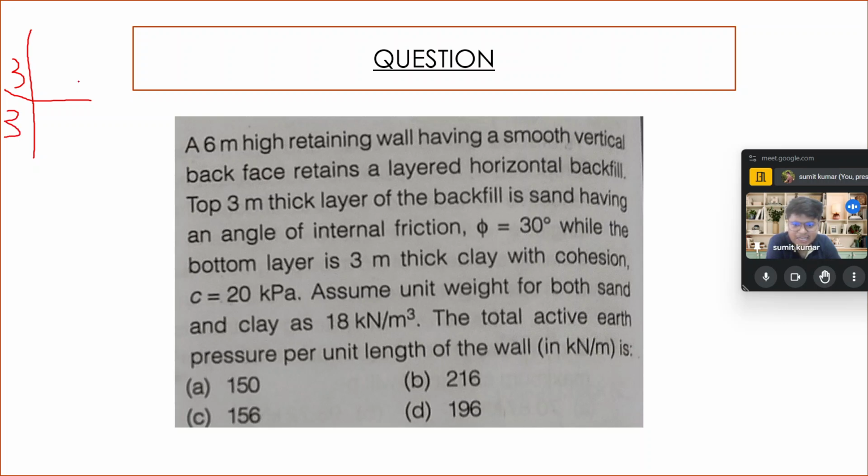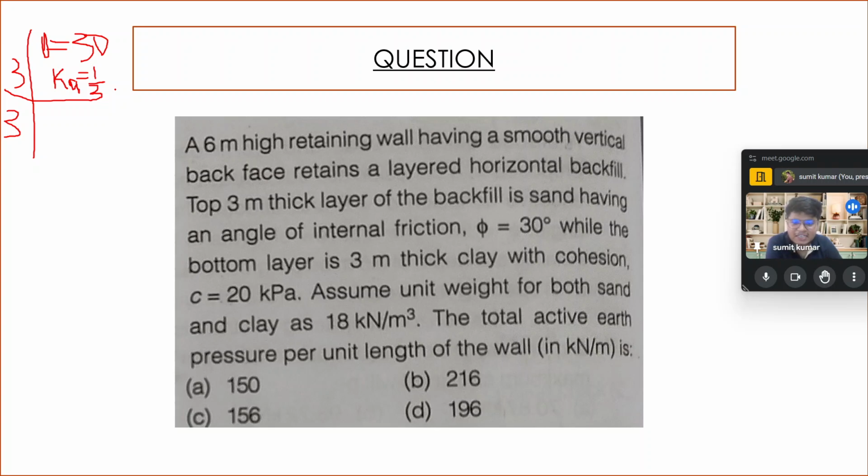So the top 3 meter of backfill is sand. Phi equal to 30 degrees. This you understand, this is phi, and if phi equal to 30 degrees and we are asked about active earth pressure, then K is going to be 1 upon 3. I am just mentioning this before plotting anything. You must be aware that the coefficient of active earth pressure is 1 minus sine phi upon 1 plus sine phi. When you calculate 1 minus sine 30 upon 1 plus sine 30, the value is going to be 1 by 3.